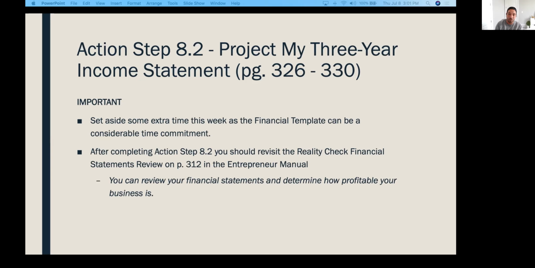So after completing this action step in 8.2, at the end of it, when you're in the manual, it recommends that you go back and revisit page 312, and I suggest that you do. It's called Reality Check Financial Statement Review. You can review your financial statements to determine how profitable your business is by going through this set of instructions. So don't forget this part, because it's not just good enough to put everything in. It's like, okay, what did I learn from this? And that's what that step is meant to do. So don't skip it, okay?